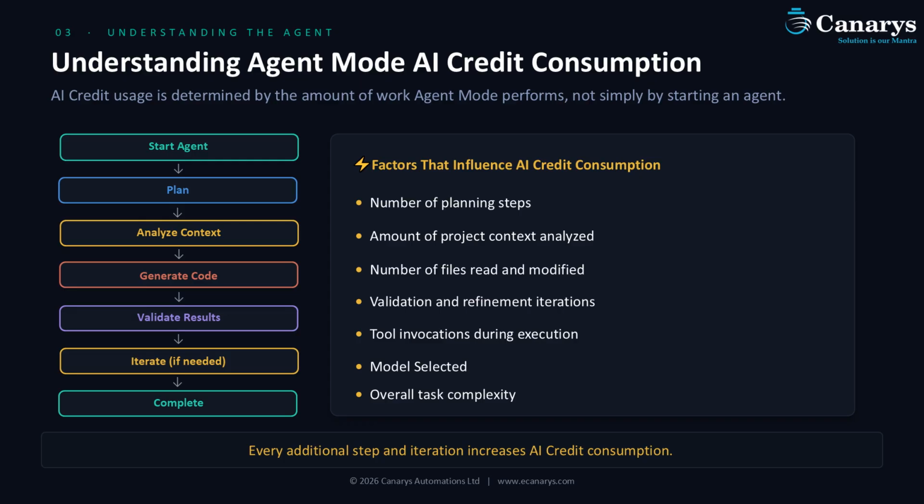As shown on the left, an agent doesn't stop after a single response. It plans the task, analyzes the project context, generates code, validates the results, and may repeat these steps until the objective is achieved. Every planning step, file analyzed, tool invocation, validation cycle, and iteration contributes to overall AI credit consumption. Naturally, more complex tasks require more of these operations and therefore consume more AI credits. Let's look at a few practical techniques to optimize agent mode and reduce unnecessary AI credit usage.